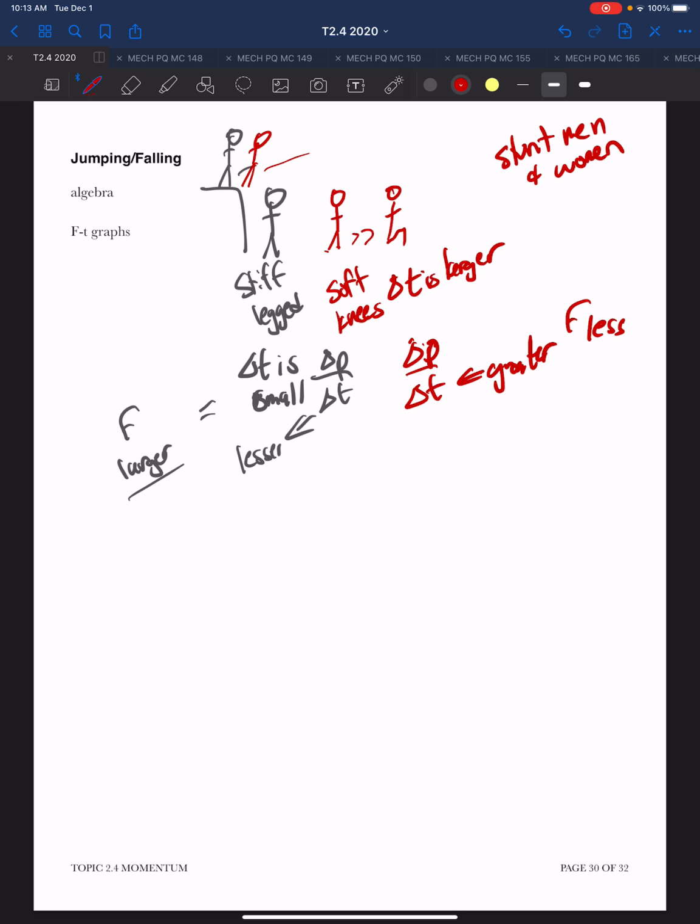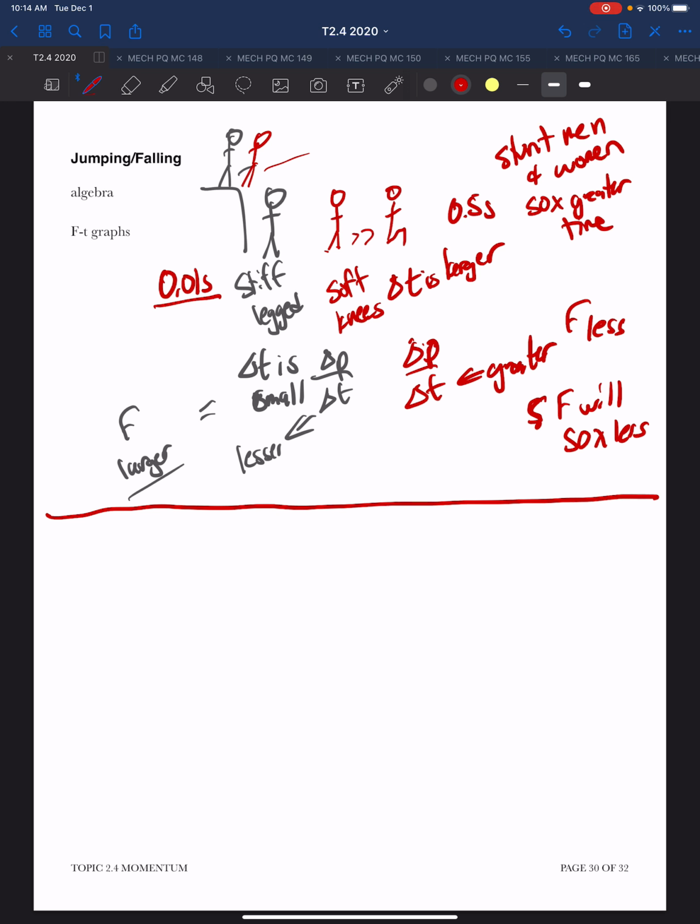But here's what's interesting. If someone comes to a stop in, let's say, 0.01 seconds when they land stiff-legged, and someone really slows that down to, say, 0.5 seconds, that is 50 times greater time. And so if we increase that by 50 times, the force will be 50 times less. So it's all about increasing that amount of time, which brings about a much smaller force.